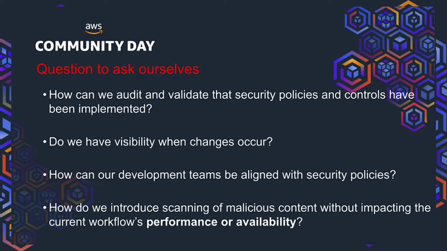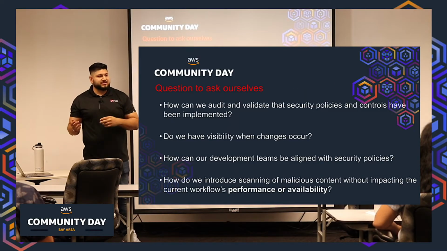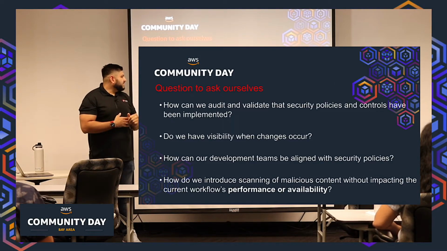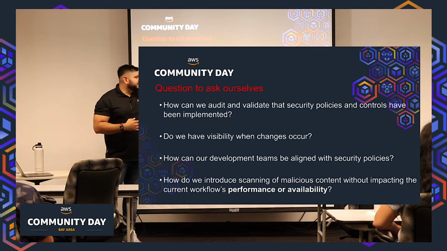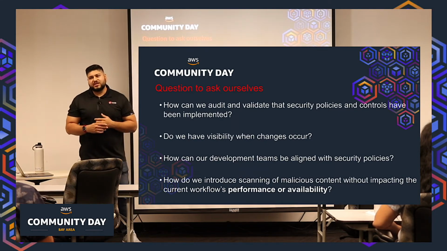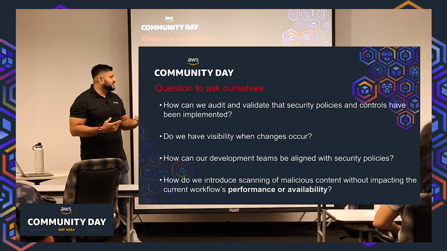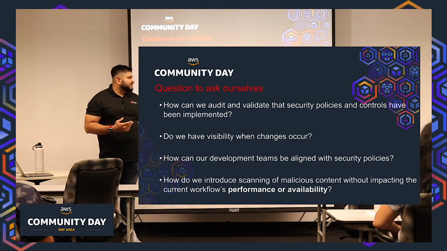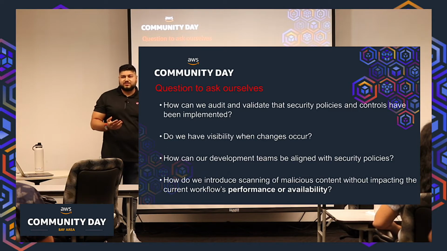Do I have visibility when changes occur? A developer made some changes, and now you can go in and quickly see what changed, and whether there are any misconfigurations in those changes. And then again, the development team can be aligned with security policies. That's going back to adding a plugin for VS Code, giving developers the ability to know if there are any misconfigurations when they're creating that code.